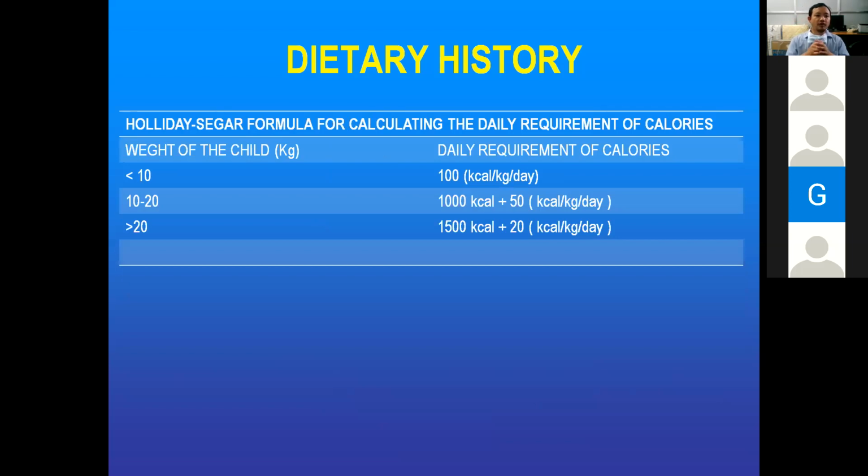Now, this is the Holliday-Segar formula for calculating the daily requirement of calories based on the weight of the child. Less than 10 kilo, the daily requirement of calories is 100 kilocalorie per kg per day. Between 10 to 20 kilos, it is 1000 kilocalorie plus 50 kilocalorie per kg per day above 10 kilo of weight. If the child is weighing more than 20 kilo, 1500 kilocalorie plus 20 kilocalorie per kg per day above the weight of 20 kg.